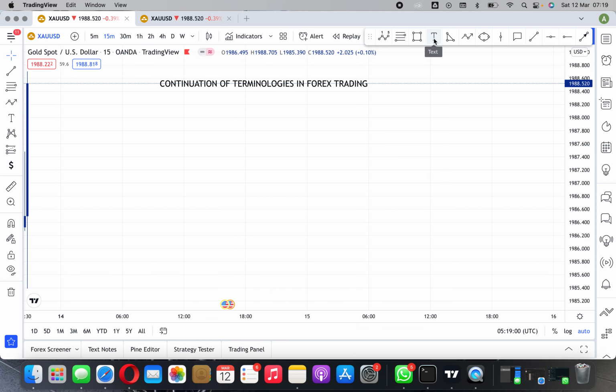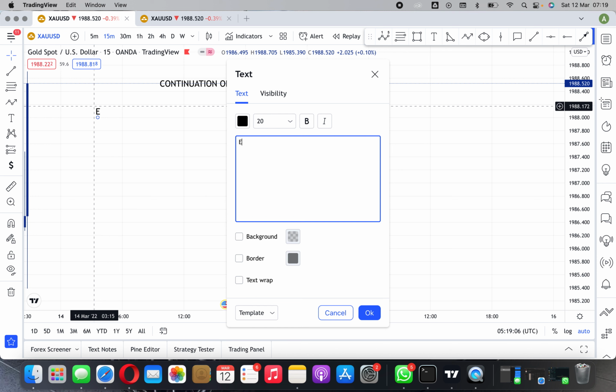So let's start from equity. What is equity? Equity is just the money in your forex account, and this is going to take into consideration, before you can open a position, both the balance, the loss, and the profit.